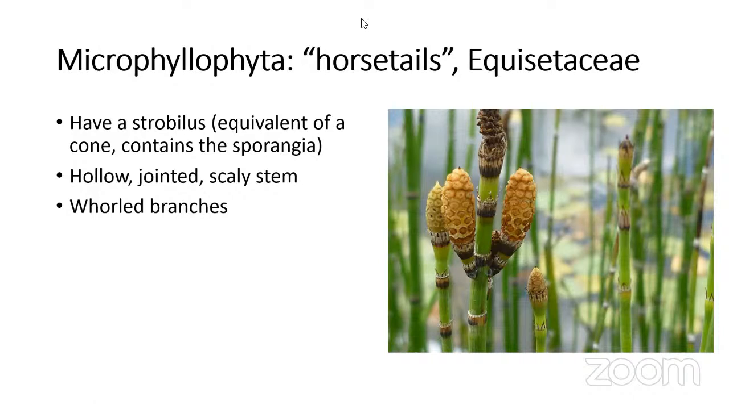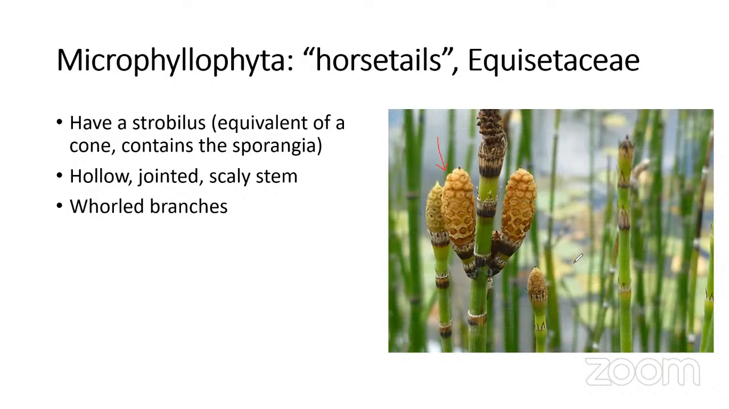Structures that we see on a horsetail are strobili. So that basically refers to a cone, but this isn't going to be like a woody cone like a pine cone. It's kind of a spongy, fleshy cone. So this is where we're going to see the sporangia in the horsetails.